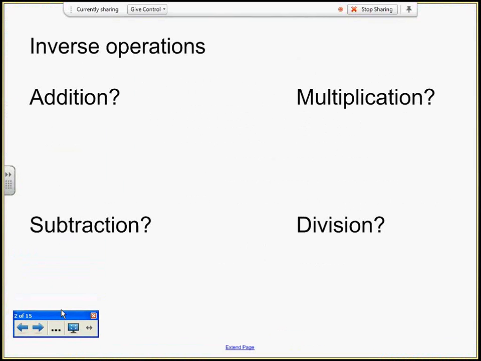First idea I want to talk about with you is what is an inverse operation? An inverse operation is just something that you do to reverse or undo what's been done to a variable. So if I want to undo addition, what do I do? Right, I subtract.